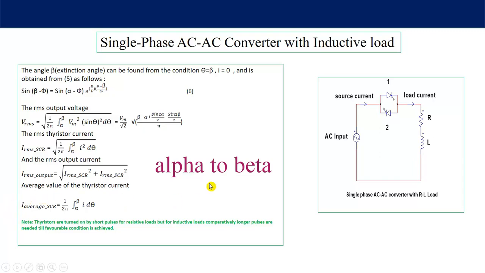You will get the average value of the thyristor current. Now one thing is important to discuss here: in case of resistive load, we applied shorter pulses to turn on thyristor number 1 and 2, but here we have to apply larger pulses across thyristor number 1 and 2 till a favorable condition is there to turn on thyristor number 1 and thyristor number 2, and this is because of the inductive effect of the load.